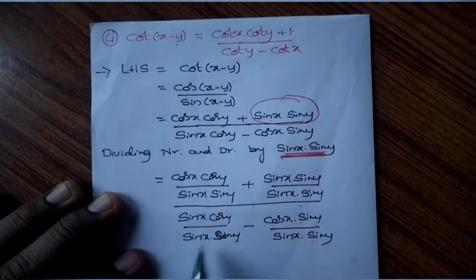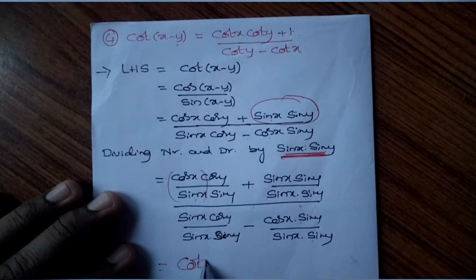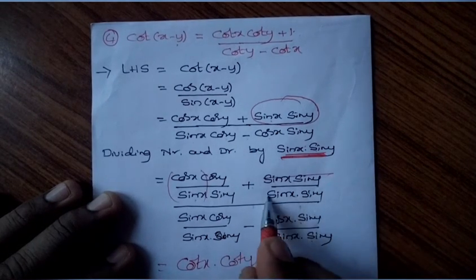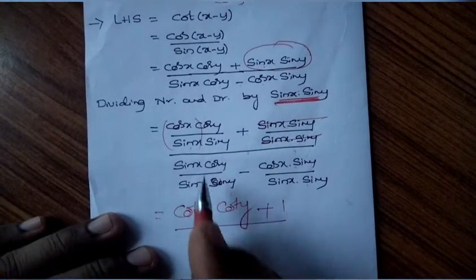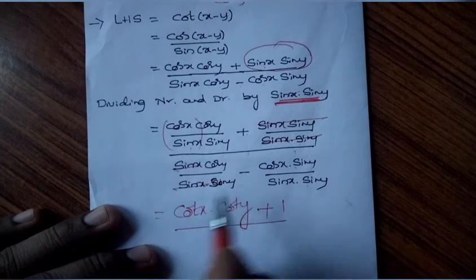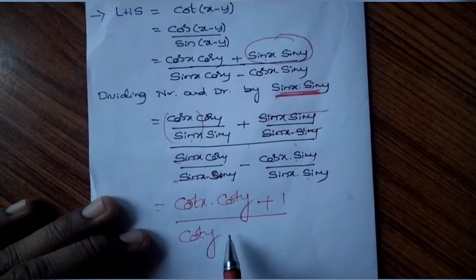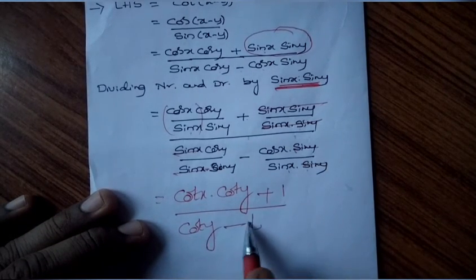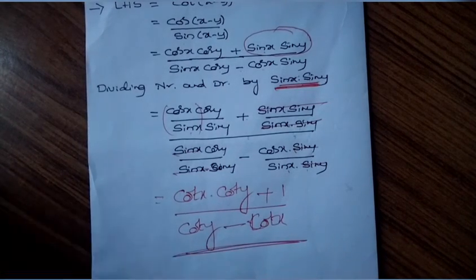Here cos x by sin x equals cot x. Cos y by sin y equals cot y, plus numerator equal to denominator, hence it gives 1, divided by, here sin x gets cancelled, cos y by sin y is equal to cot y, minus, sin y gets cancelled, cos x by sin x, cos x by sin x gives cot x. Yes or no? So this is the result.